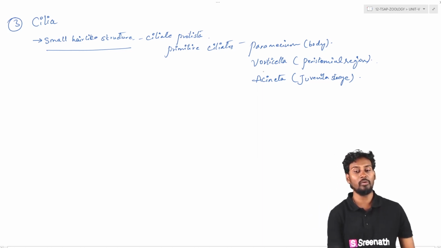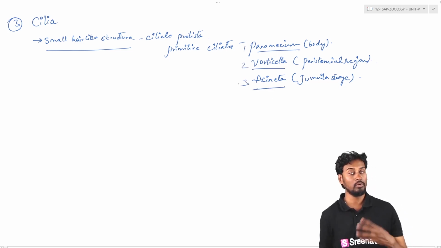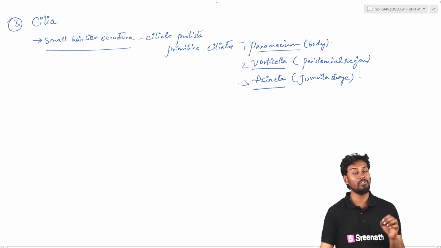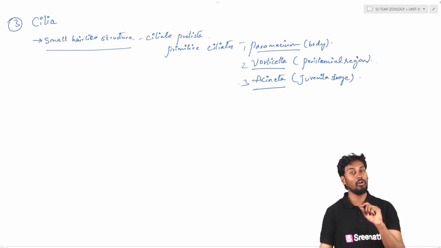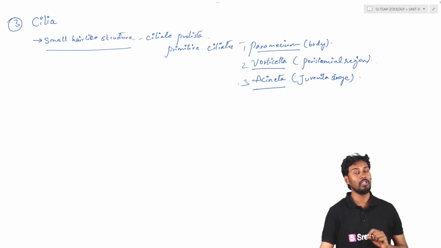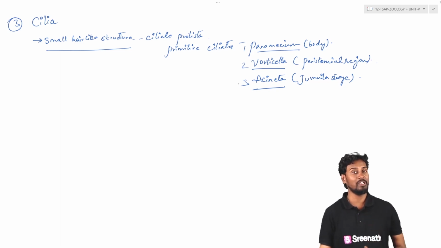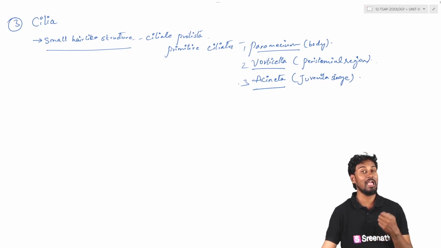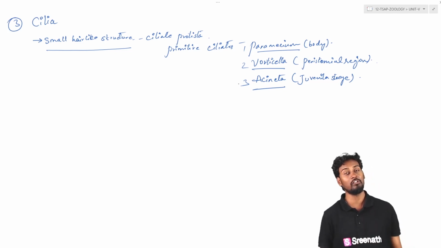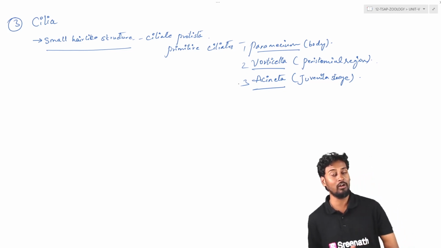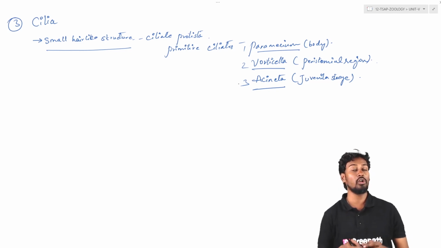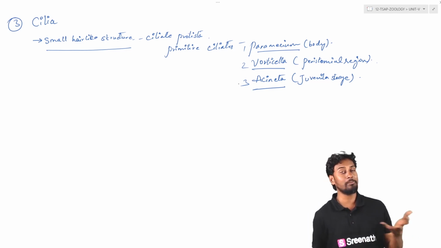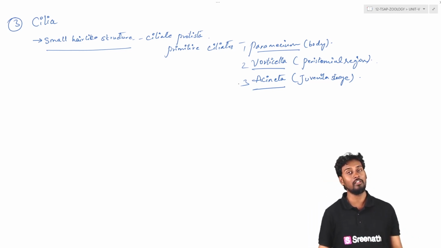Here, generally we can see three types. For example, if the cilia are spanning or present over the whole body of the organism, it can be in Paramecium. If they are present in the peristomial region, that is the anterior part of the organism, it is called Vorticella, for example the Vorticella organism. And next, if they are present only in the juvenile state and are absent in the later stages of life, it is called Acineta.